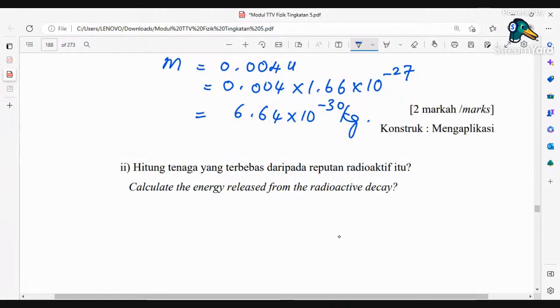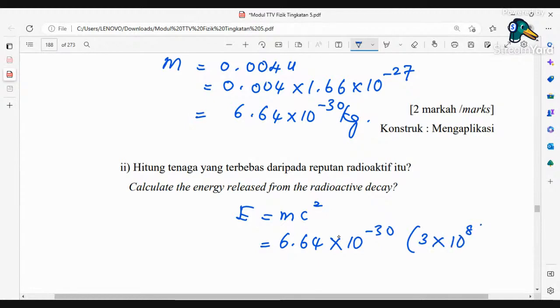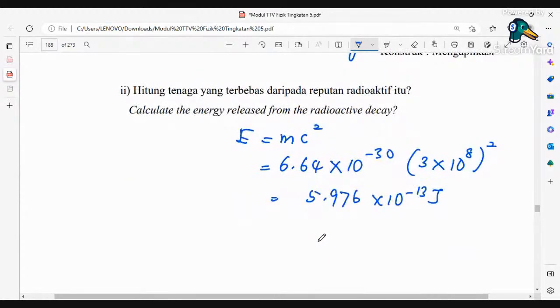Calculate energy released from the radioactive decay. So use the Einstein formula, E equals mc squared. You can check this formula. Mass defect 6.64 times 10 power negative 30, speed of light 3 times 10 power 8 squared. So you will get the answer 5.976 times 10 power negative 13 joule. This is your answer in joule.